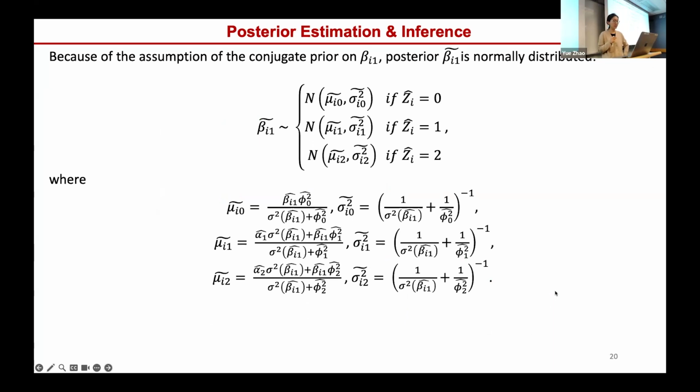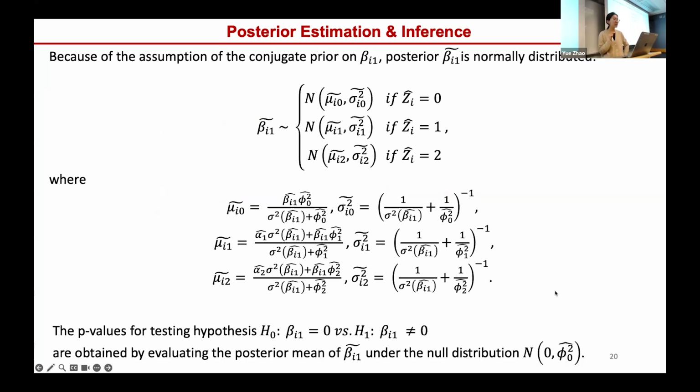And then, because of the assumption of the conjugate prior on the log fold change, the posterior log fold change is also normally distributed. And the p-value for this testing hypothesis can be obtained by evaluating the posterior mean of the log fold change under the null distribution.